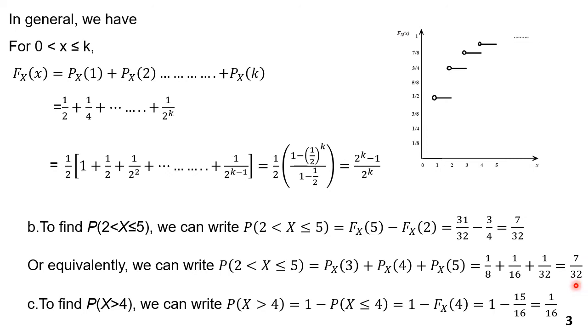Part C, we need to compute the probability for all values of x greater than 4, that is equal to 1 minus the probability of x less than or equal to 4. So that is 1 minus Fx(4), this is the CDF function. Therefore we get 1 minus 15 by 16, that is 1 by 16.